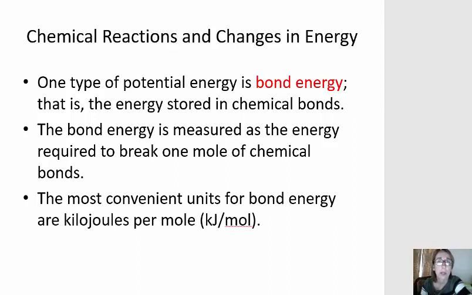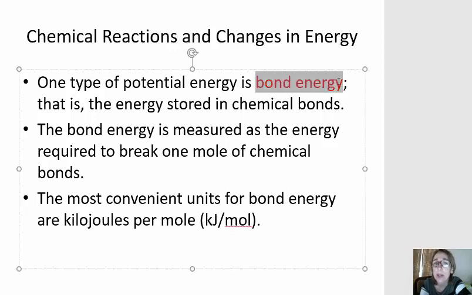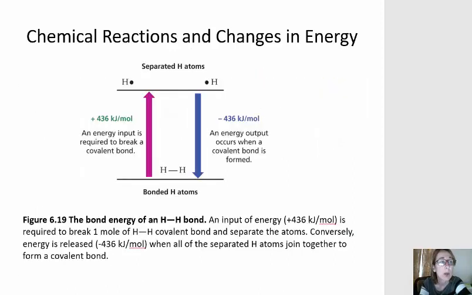One of the most important types of potential energy in chemistry is the energy that is stored in bonds. That is known as bond energy. Sometimes it's known as chemical energy. And the way we measure this energy is by determining the minimum amount of energy required to break a given bond. And the units we use to describe that is kilojoules per mole.